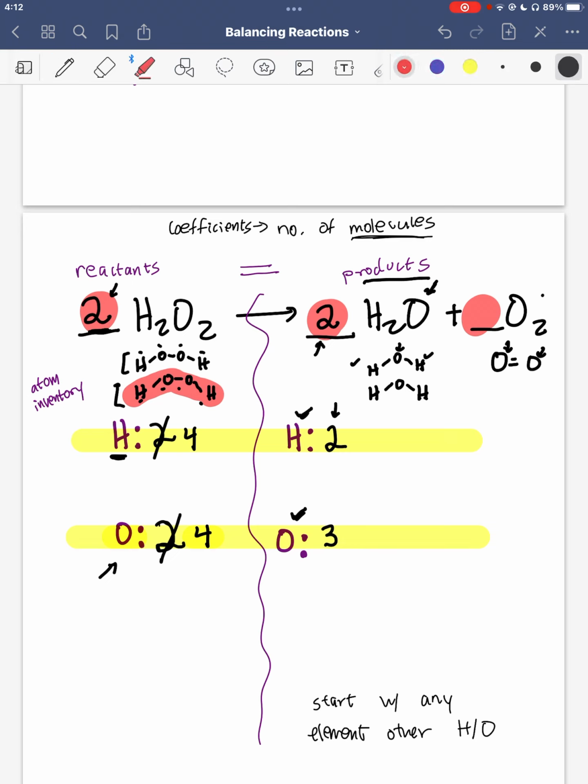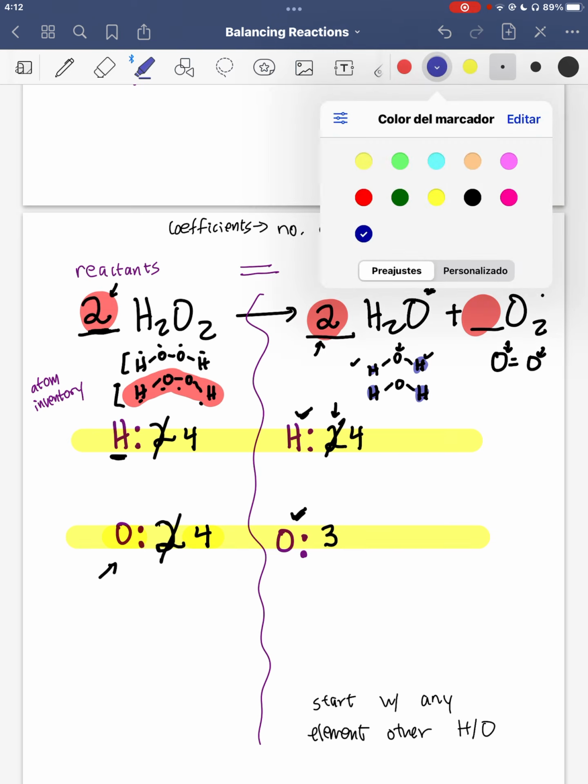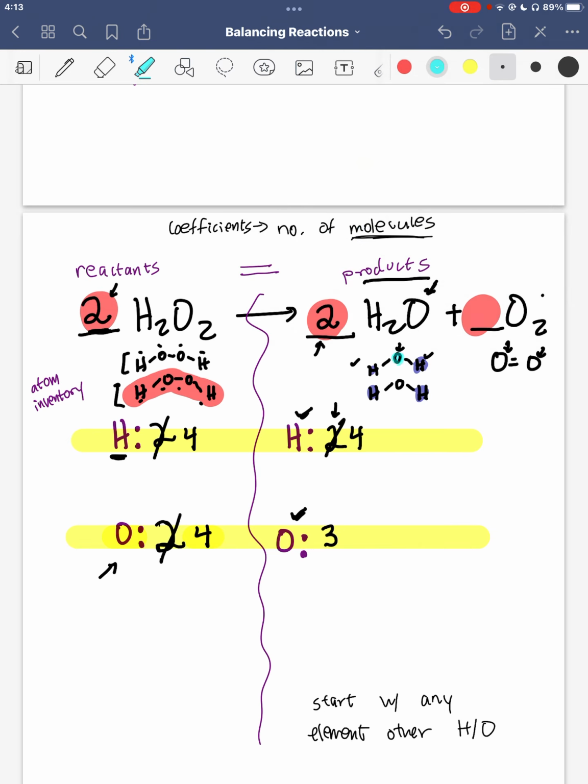All right, now with 2 water molecules, how many hydrogen atoms do I have? Let's see. 1, 2, 3, and 4. So we're going to update this to 4. And how many oxygen atoms do I have in total in my products? 1, 2, 3, 4. So I'm going to update this to 4. I now have 4 atoms of hydrogen on the left and on the right, 4 atoms of oxygen on the left and on the right, and so I am indeed balanced.